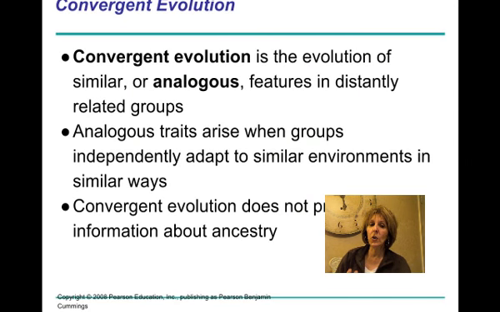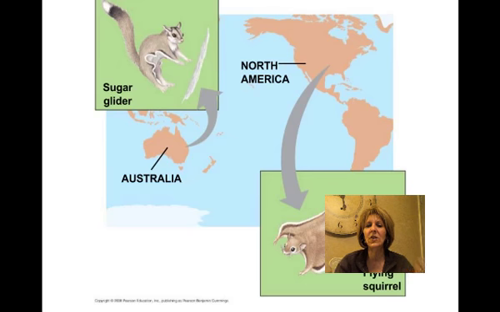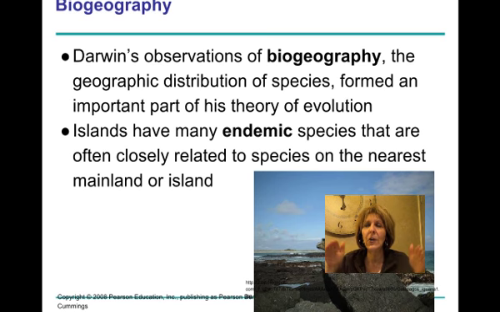So convergent evolution is the evolution of organisms from different areas but with similar environments, and they kind of get to the same endpoint. So, for example, you have the sugar glider of Australia, and you have the flying squirrel of North America. They are very, very distantly related, but they have similar characteristics because they filled the same niche in two different environments, and they happen to evolve along similar tracks, but not from a common ancestor.